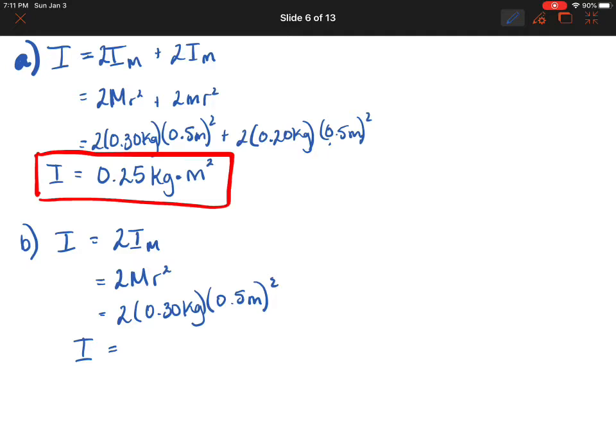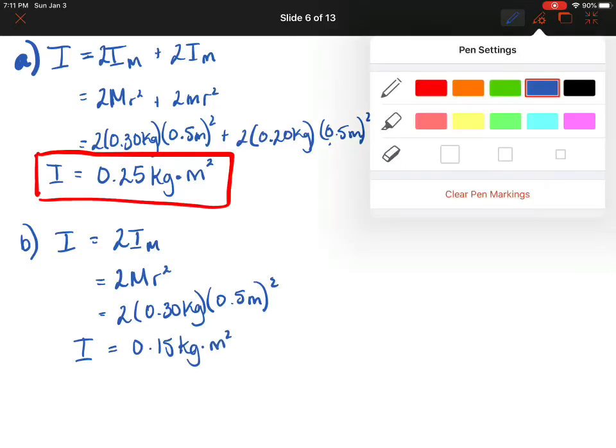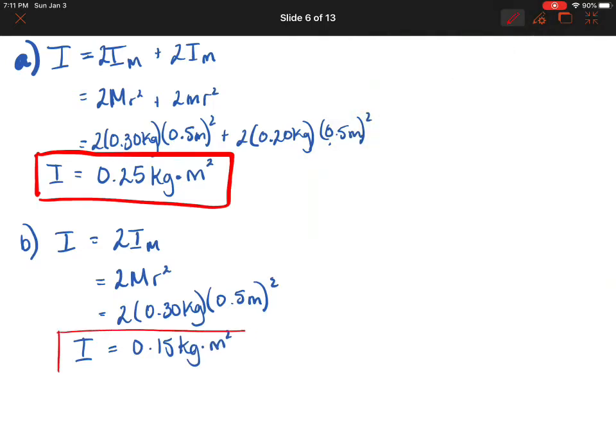And that, of course, gets us a smaller rotational inertia, which is exactly what we would expect because there's less mass far away from the axis about which we're rotating. That's 0.15 kilograms times meters squared. And there we go.